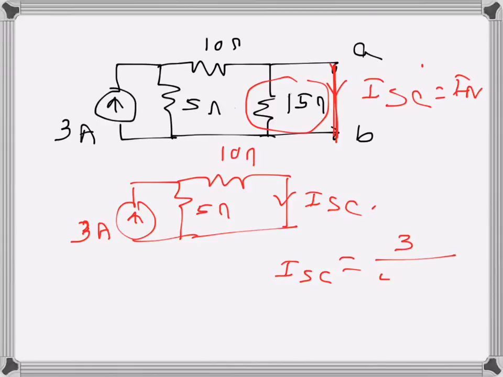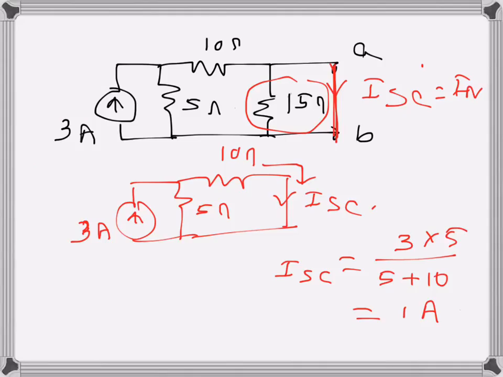So 3 over 5 plus 10, and since I am finding the current through the 10 ohms resistance, which is this current, I will multiply by 5. So what I get is 1 amp. That is the value of the current source, IN is equal to 1 amp. Now I need to find the Norton equivalent resistance.